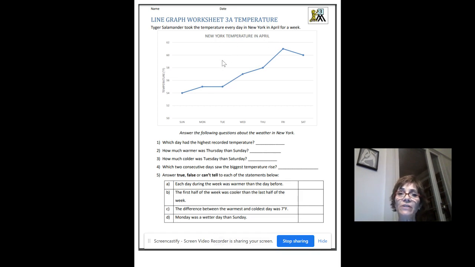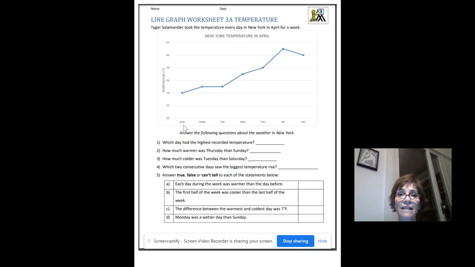Okay, what do I look at next? I need to look at the labels. So I need to look at these two lines, the horizontal line. Now we know them. In many graphs, we have the horizontal line, it's called the x-axis, and the vertical line, the y-axis. So let's look at the labels.